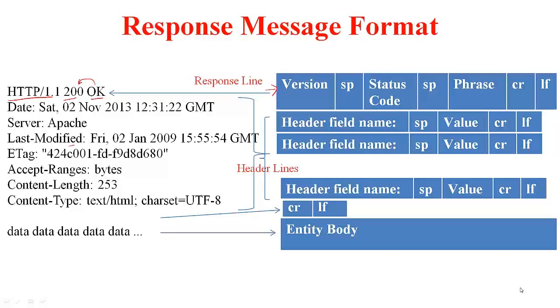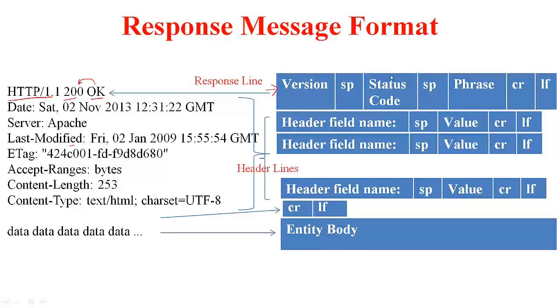Content length specifies the length of the particular object in bytes. Content type specifies the type of the object. And after this is again a blank line, which is represented by carriage return line feed, followed by the entity body. By the way, these are again only sample headers. There are a lot more header fields possible. And this is the overall format where there is a response line followed by header lines, followed by a blank line, followed by the entity body.